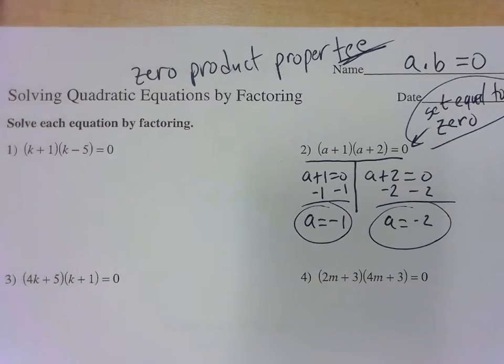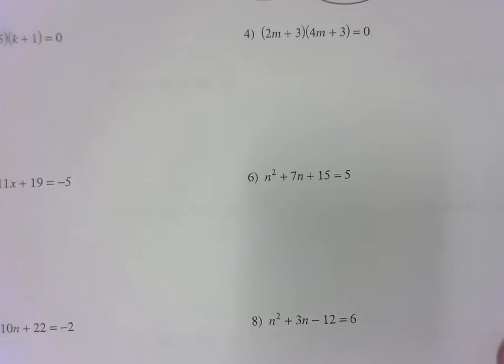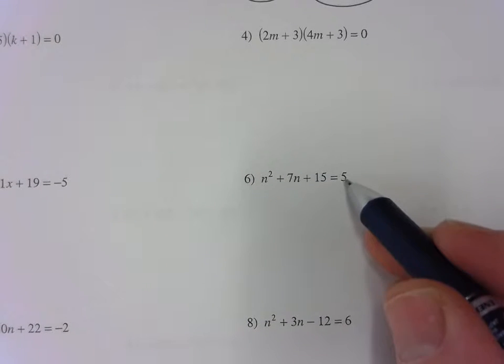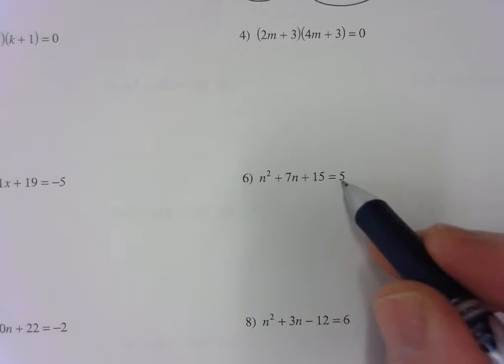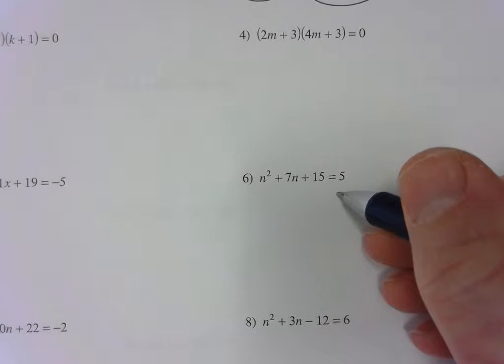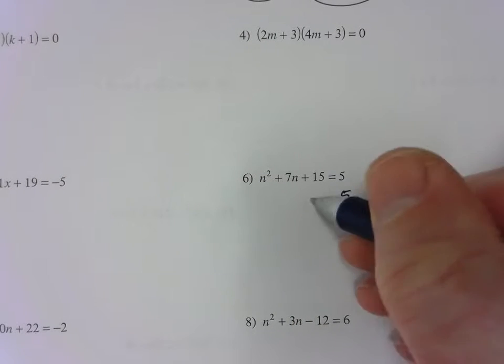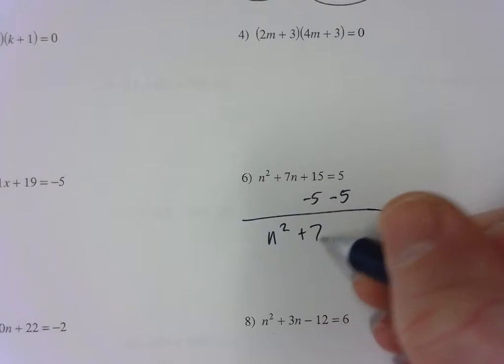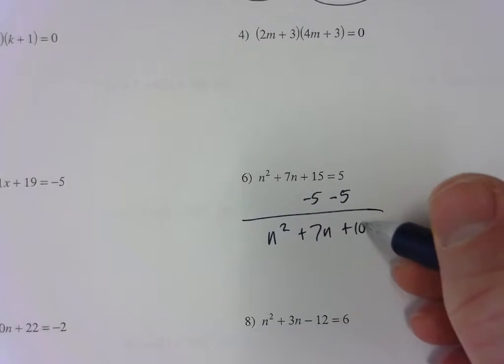So for example, I'm going to jump down to number 6. On problem number 6, we have a quadratic, but it's not set equal to 0. So we got to bring this 5 over to the other side of the equation to make that 0. So it's a positive 5, so I do the opposite. So I subtract 5 from each side. I get n squared plus 7n plus 10.